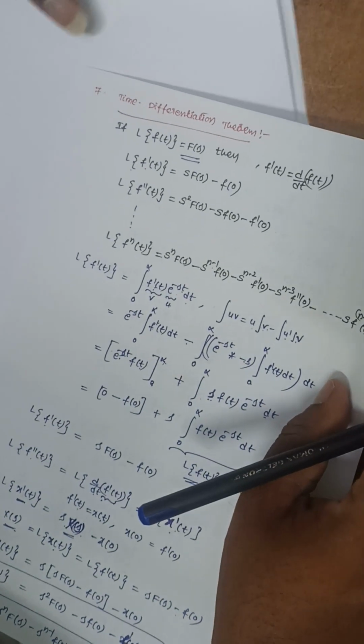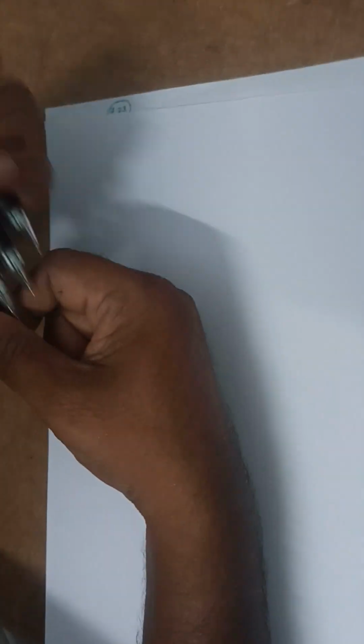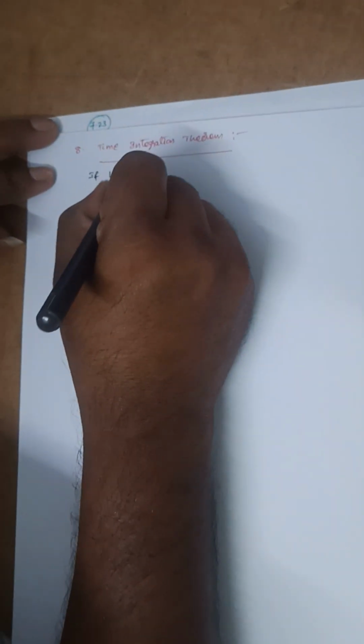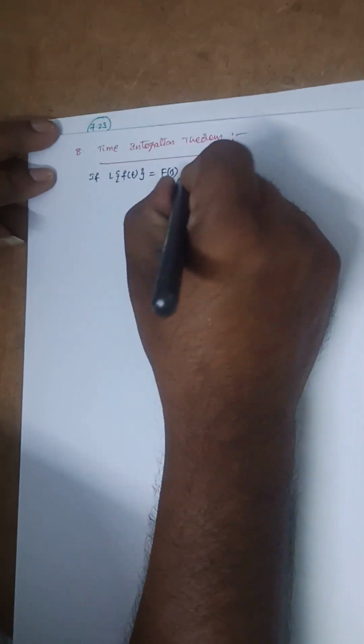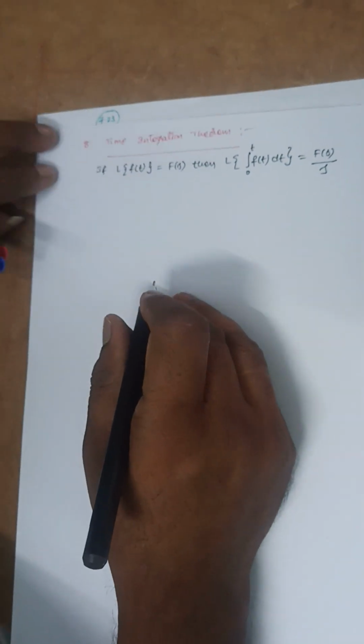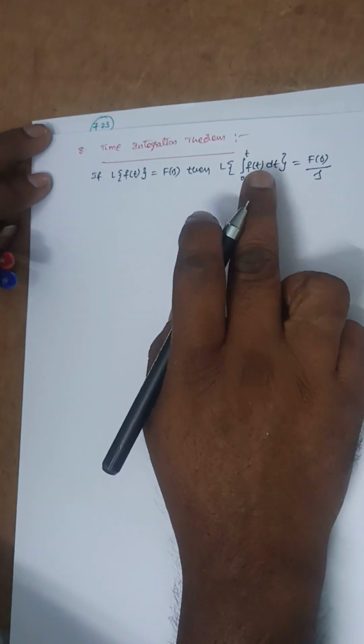Next thing here is the time integral theorem, or time integration theorem. That is the 8th one. What it says is, if the Laplace transform of f of t is equal to F of s, then the Laplace transform of integral 0 to t f of t dt is equal to F of s divided by s. This is what I am going to prove now. Time integral theorem.